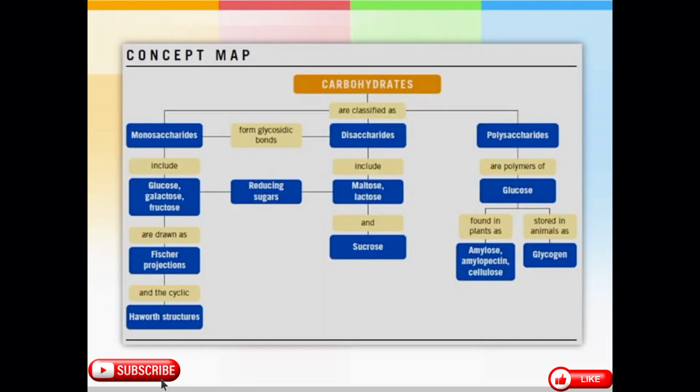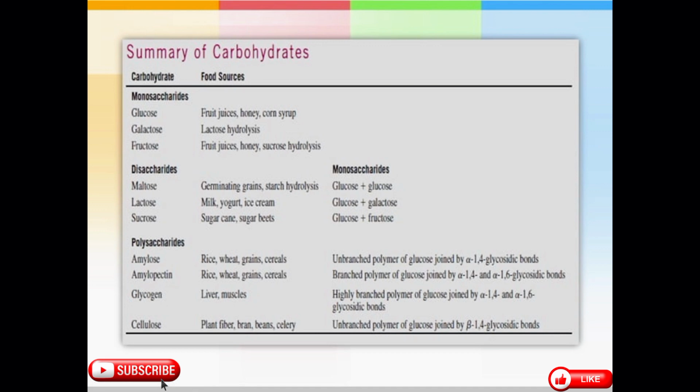Concept for carbohydrate: as we know, carbohydrates can be classified as monosaccharides, and their examples are glucose, galactose, and fructose, and they may be drawn as Fischer projection as well as Haworth projection. Disaccharides form a glycosidic bond and are composed of two sugar units and include maltose, lactose, and sucrose. Polysaccharides are polymers of glucose found in plants. Their examples are amylose and amylopectin, which is known as starch, and cellulose, and stored in animals as glycogen. Summary of carbohydrate: monosaccharides, disaccharides, polysaccharides.